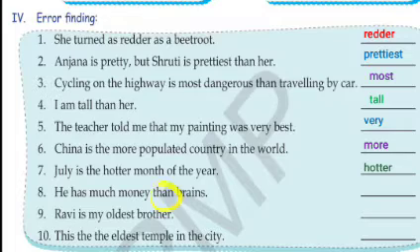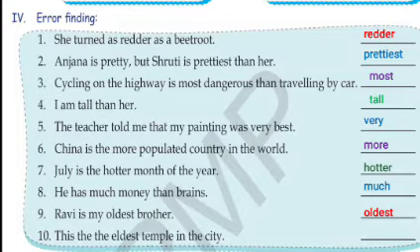Next is number 8, he has much money than brains. So than shows that it's comparative. So it should be more. So much is the error here. Next is number 9, Ravi is my oldest brother. Students, if you have remembered, in last class I told you that for members of the same family we use eldest or elder. So it should be eldest. So what is the error here?